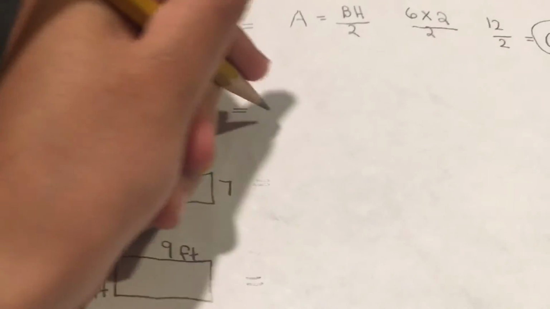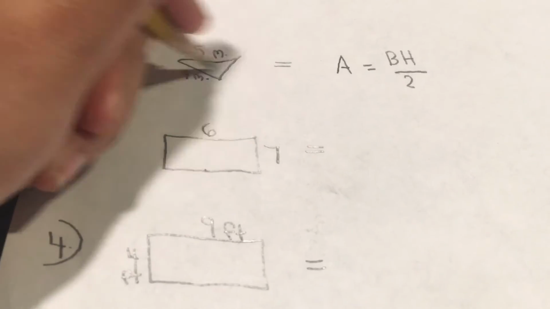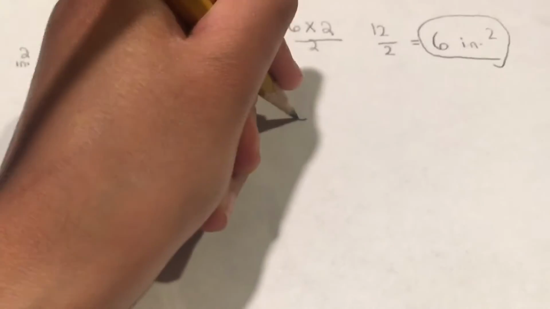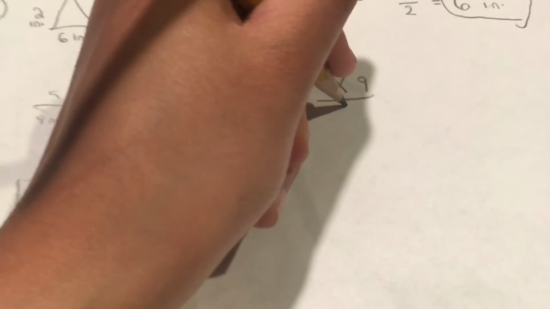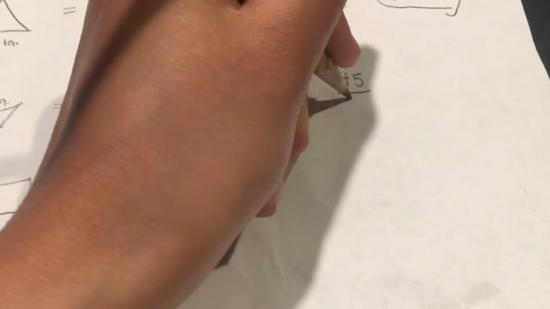Okay, so area is equal to base times height over 2. And our base, our top, is 5, times one of our sides of the triangle, either this side or that side. We're using the right side, so that's 9. And we're going to do over 2. That gives us 45 over 2.